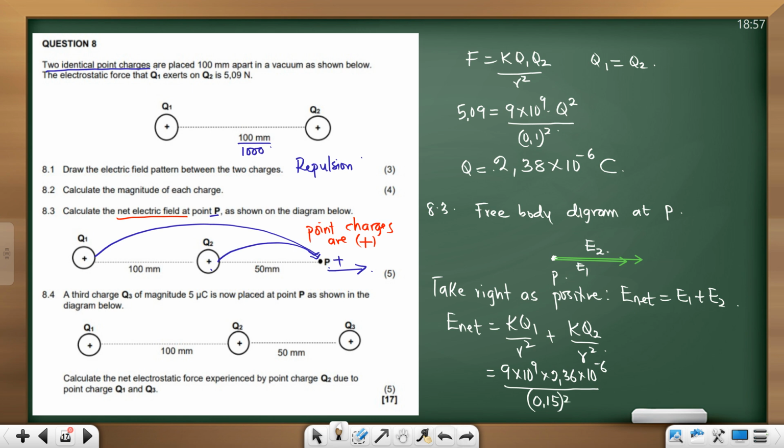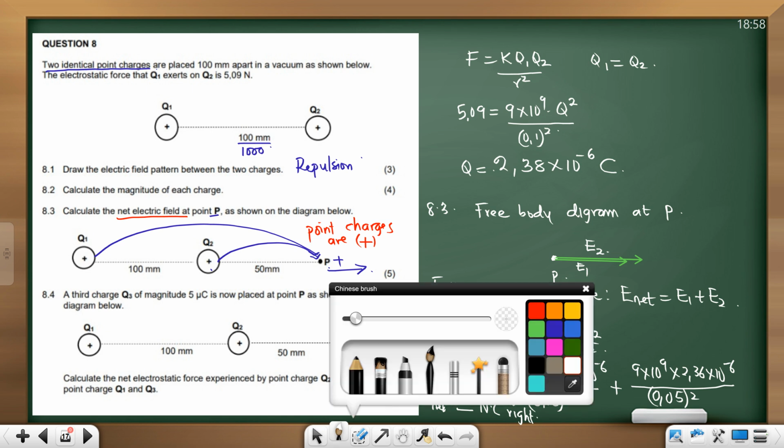Plus, not times, plus 9 times 10 to the power 9 times 2.36 times, here you trust your calculator, and the distance between Q2 and P is 50 meters, which is 0.05. You add that together and you are done. What would be your answer? Whatever you get, which is a positive, right? Whatever you get, Newton per coulombs to the right.